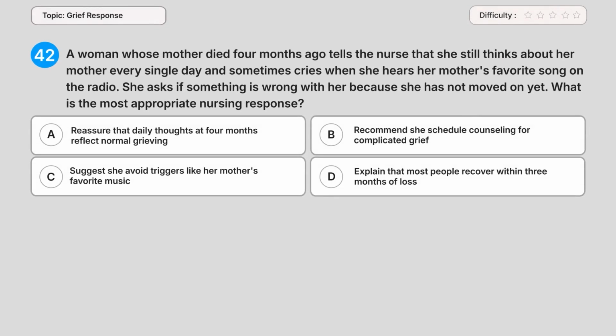42. A woman whose mother died 4 months ago tells the nurse that she still thinks about her mother every single day and sometimes cries when she hears her mother's favourite song on the radio. She asks if something is wrong with her because she has not moved on yet. What is the most appropriate nursing response? A. Reassure that daily thoughts at 4 months reflect normal grieving. B. Recommend she schedule counselling for complicated grief. C. Suggest she avoid triggers like her mother's favourite music. D. Explain that most people recover within 3 months of loss.